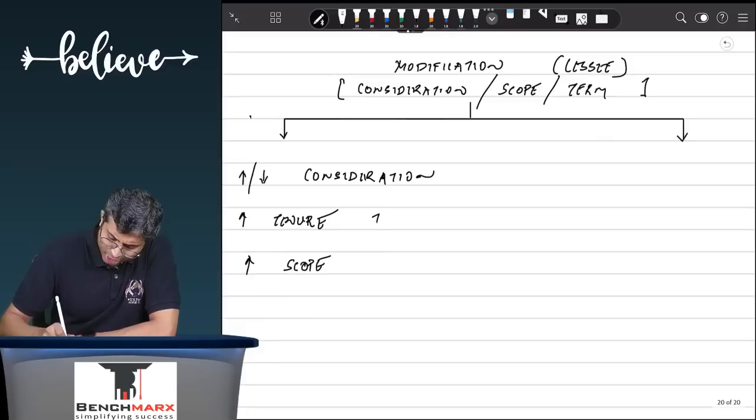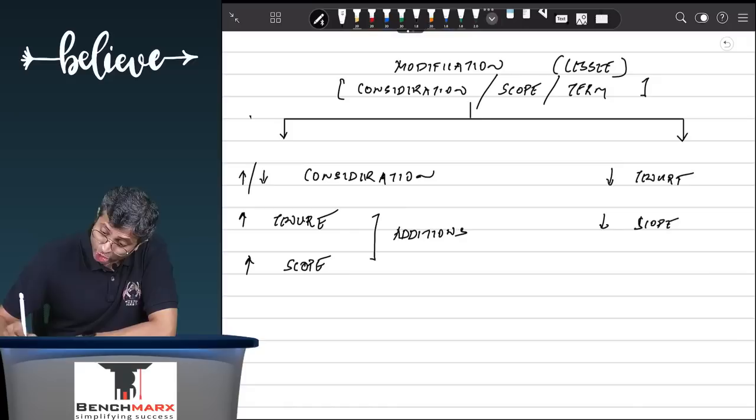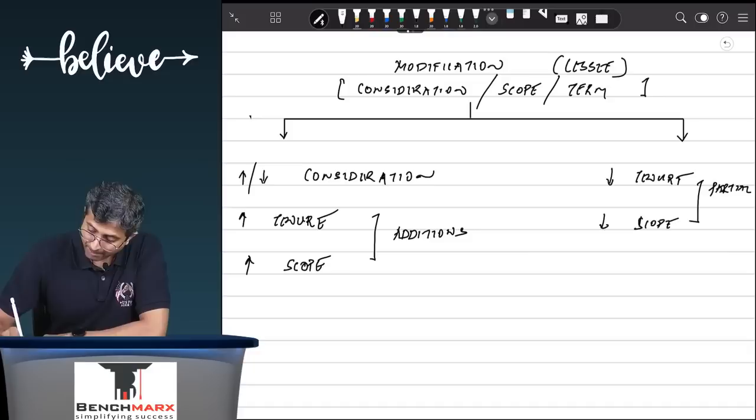These two are treated as very similar to additions. You are getting an additional right of use, or there can be a decrease in the tenure or a decrease in scope. Now, these are treated as very similar to partial disposals. You are giving up your right, you are giving up your area, partial disposals.